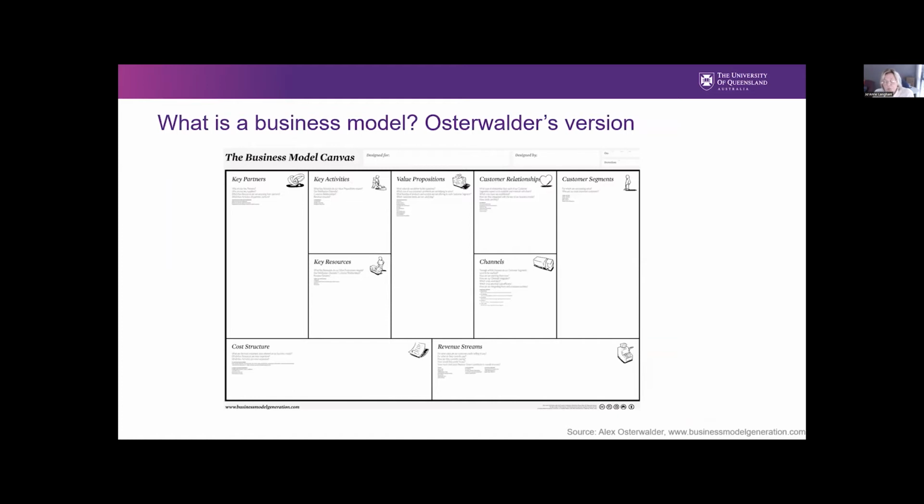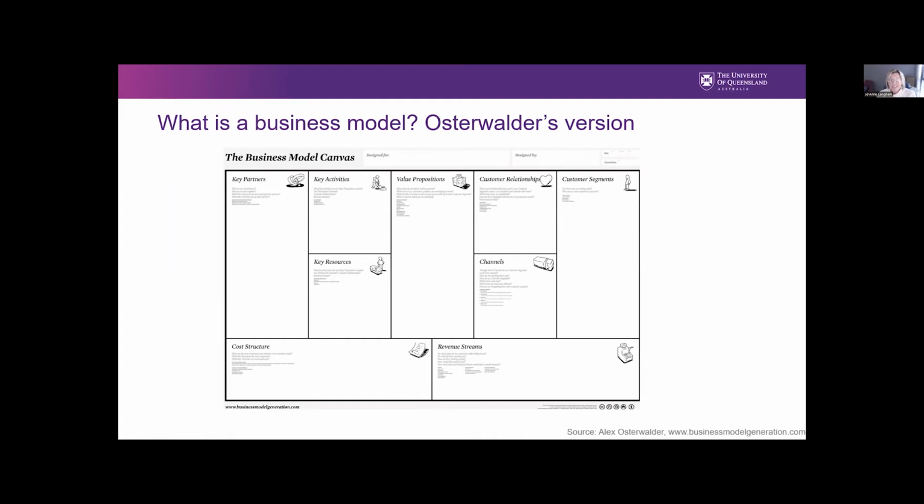So Alex Osterwalder wrote his PhD on the topic of business models, and the actual PhD, if you want to look it up, is called Business Model Ontology. He later went on to write a book for practitioners and create what is now the well-known version of the Business Model Canvas, which you can see here on the screen.